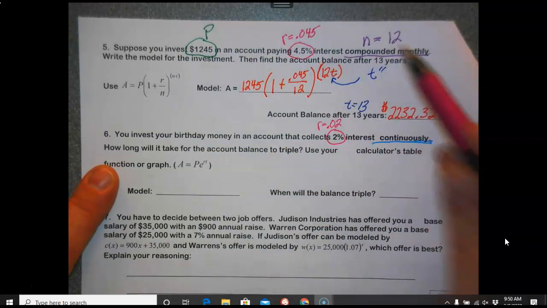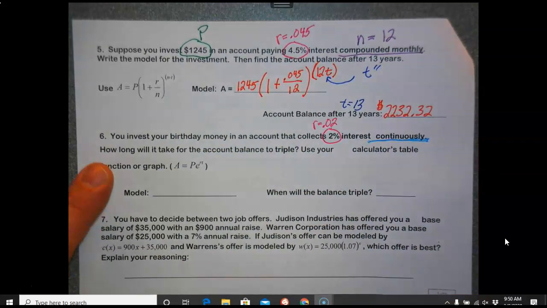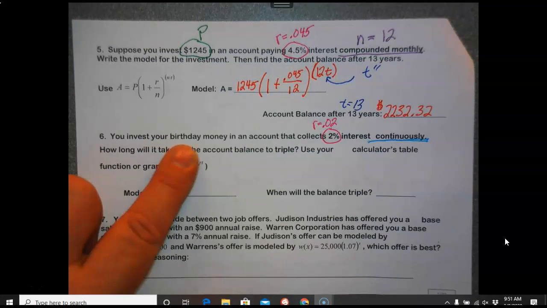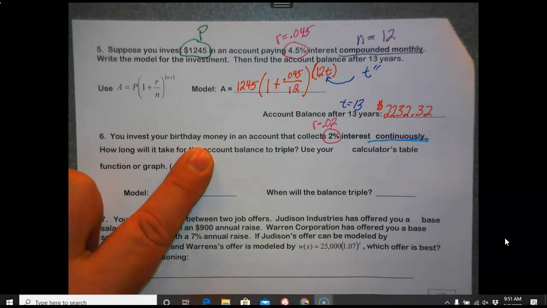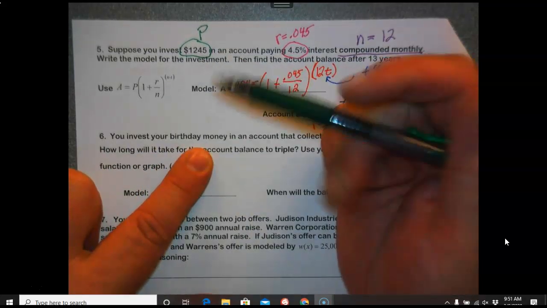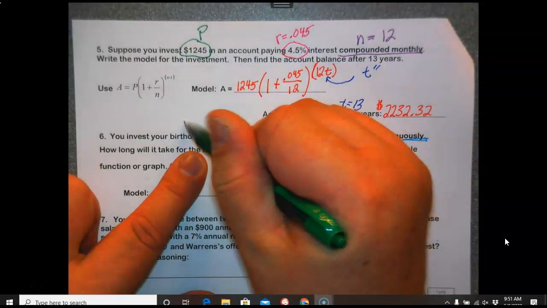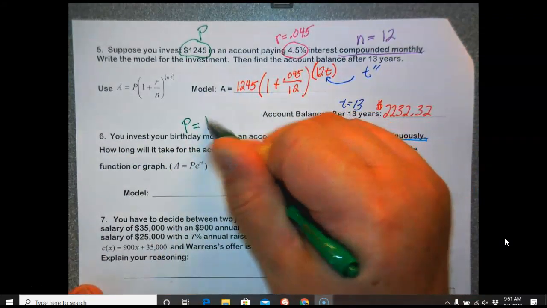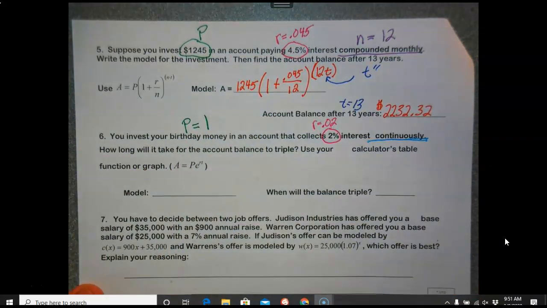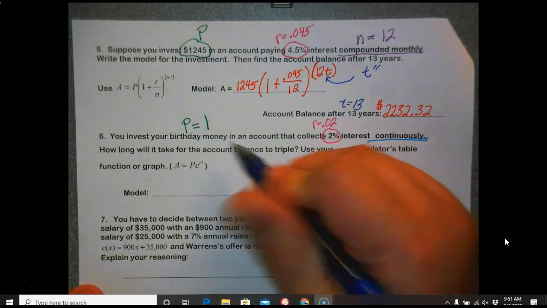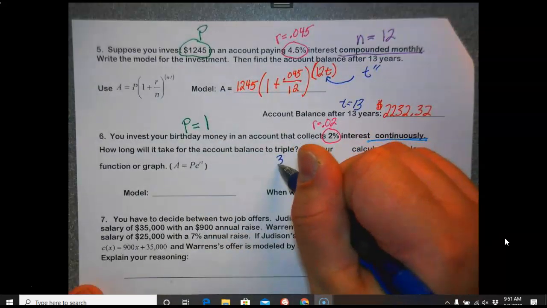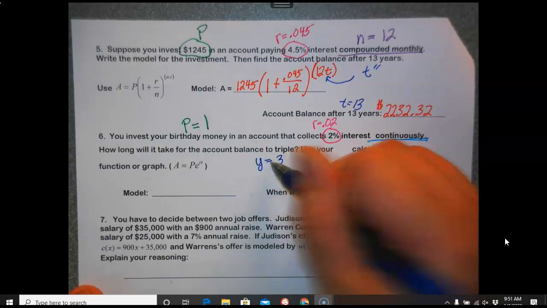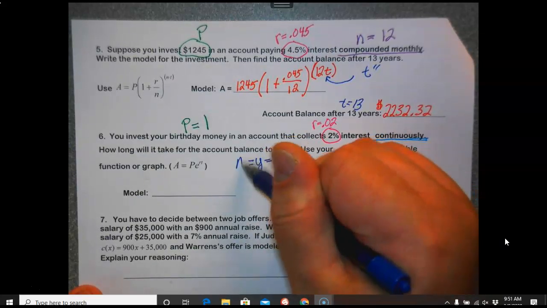Now, what's our P? What's our P in the problem? How much birthday money did they give us? We don't know, do we? So we get to choose our P. I'm going to choose $1. Okay? That means they're looking for $3. That's our Y. Or I think they use capital A, right? Capital A.